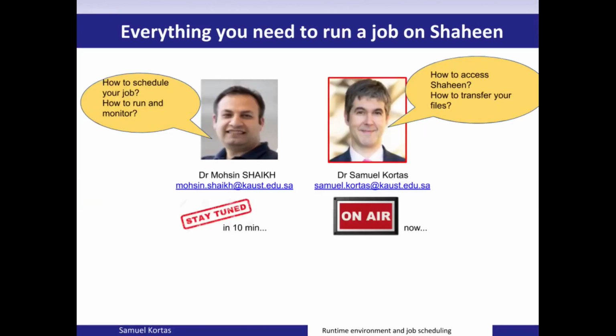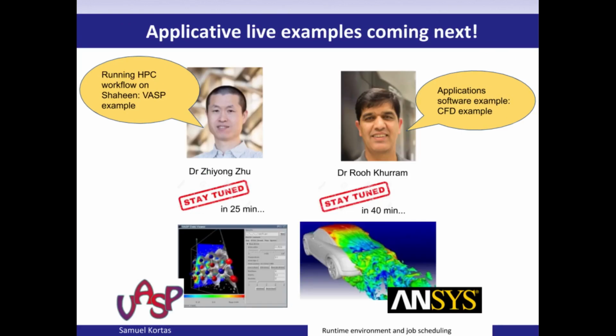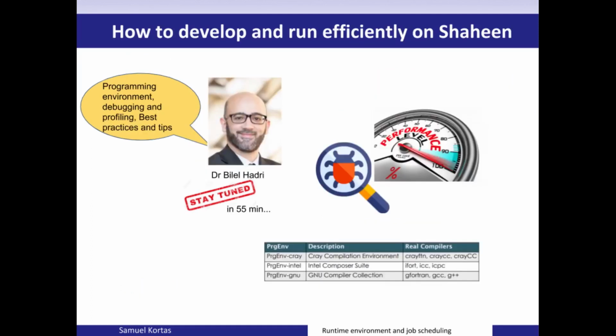I will talk first to present the runtime environment and Mohsin will show in 10 minutes everything about job scheduling. Then, coming next, just after the present talk, you will see two practical cases, how it happens in real life. Ru and Jiong will demonstrate two complete examples with a chemistry and a CFD application. Finally, Bilal will show how you compile and debug your code efficiently on Shaheen. He will share priceless performance tips. So be sure to stay tuned.